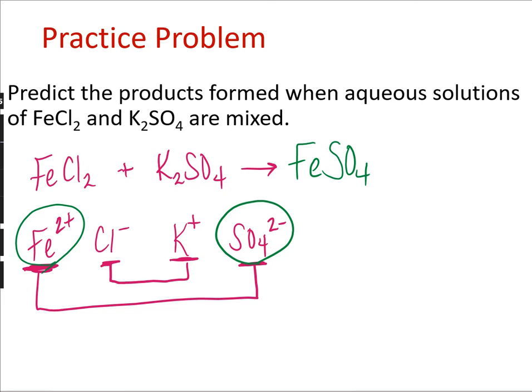Same thing with the potassium ion and the chloride. I have a plus 1 and a minus 1. Again, I have to show the positive first, so I would write it as KCl. So these are my two products for this reaction.